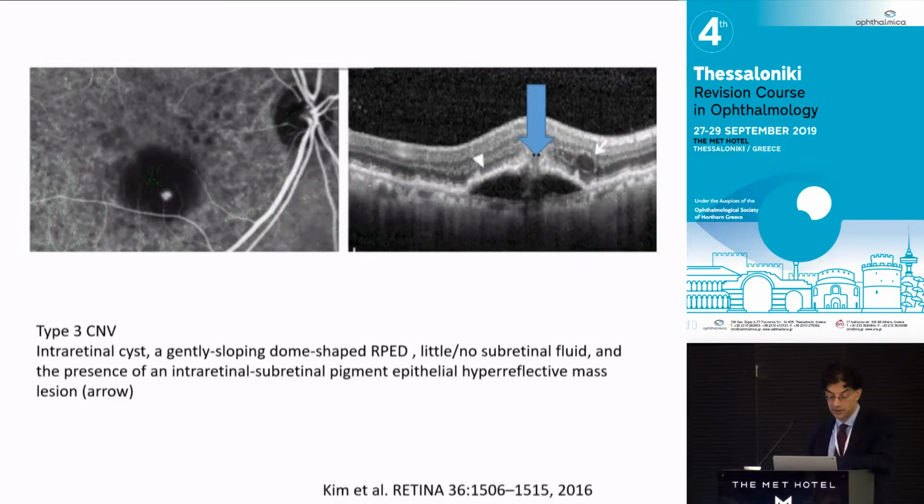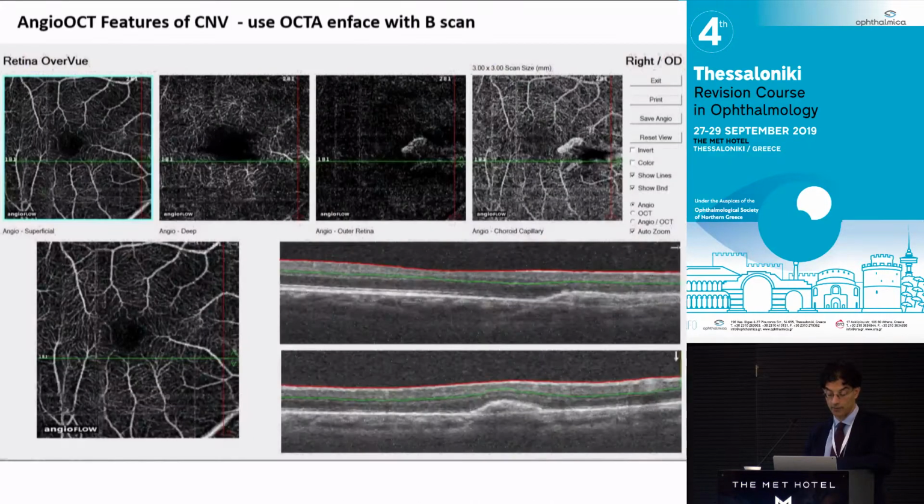ICG and OCT showing the PED, the connecting stalk between the mid-retina and the PED, and the hot spot on ICG. Hot spots on ICG are non-specific. You get them polypoidal and occult, but that combination is consistent with RAP.